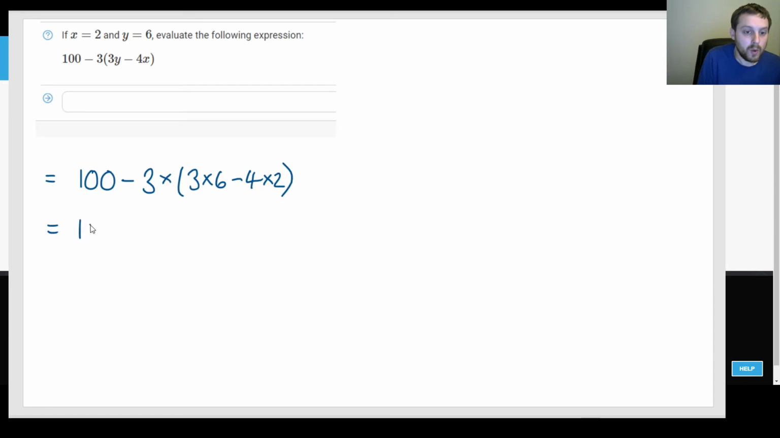So, okay, 100 take away 3 times, and I'm going to work out what's inside the bracket first because of BIDMAS. I do the brackets first. So I've got to do 3 times 6, which is 18. And I'm going to be taking away 4 times 2, which is 8. Right, because I've actually got a separate BIDMAS problem inside those brackets. So I've got to do the multiplication first inside the bracket.